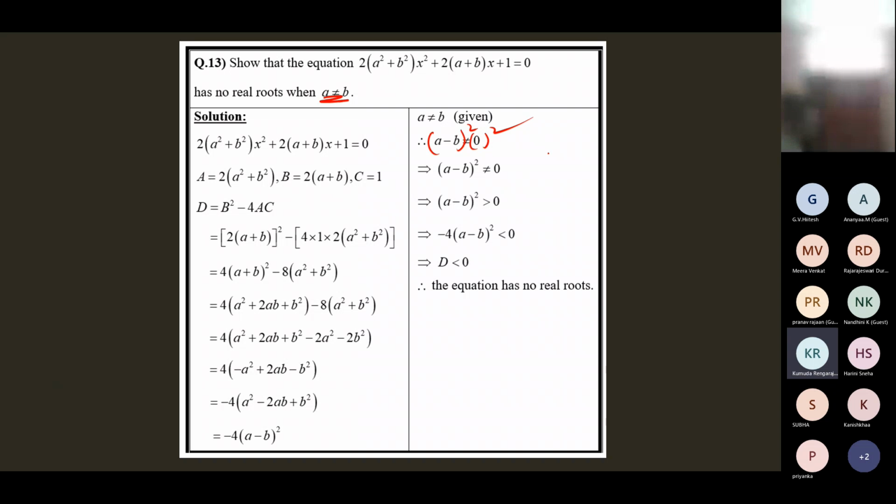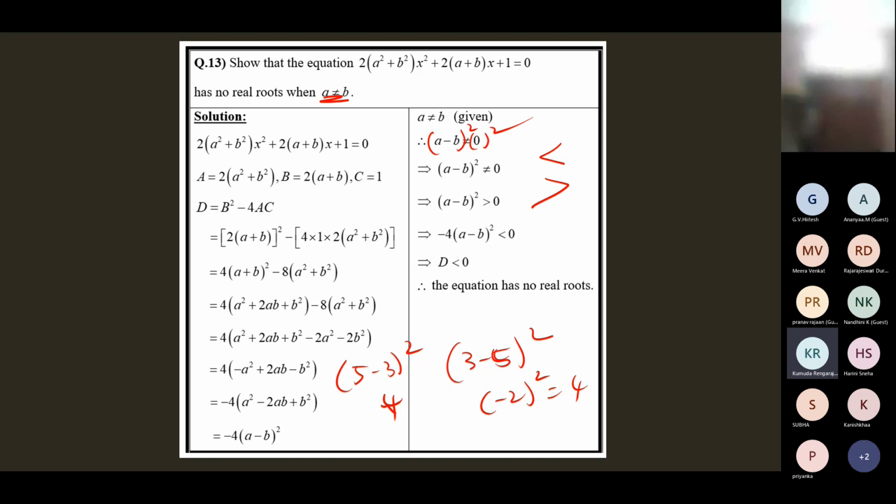Now, how do you decide? You have to decide on 3 things. It's not 0, fine. But is it less than 0 or greater than 0? You can see a minus b the whole square. Whether a minus b is positive or negative, if you have 3 minus 5 the whole square, you will get minus 2 the whole square, which is plus 4, it's positive. Or if you have 5 minus 3 the whole square, it is also positive. So that means a minus b the whole square will always be positive. It won't be negative or 0.